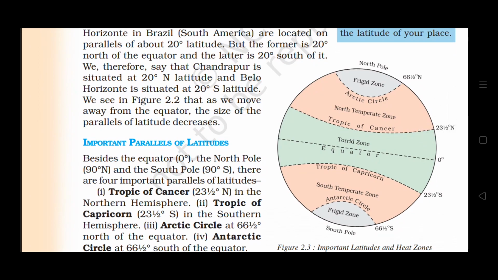We see in figure 2.2 that as we move away from the equator, the size of the parallel of the latitude decreases. So what is the simple explanation being given there? They're saying that as you move away from the equator, the size of the parallel of the latitude also decreases. Obviously, children, if you consider a simple spherical structure, the center part has the longest measurement, and as you go higher and higher on the top, the size decreases. That is the simple explanation.